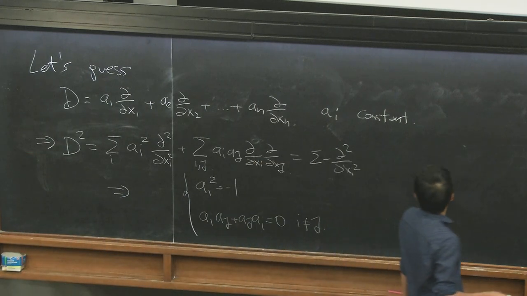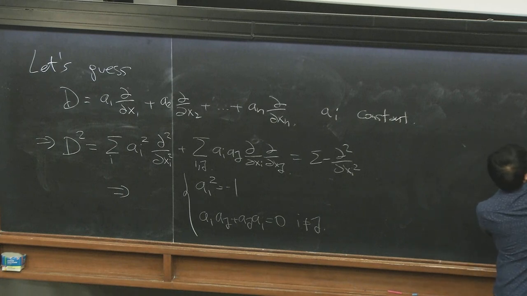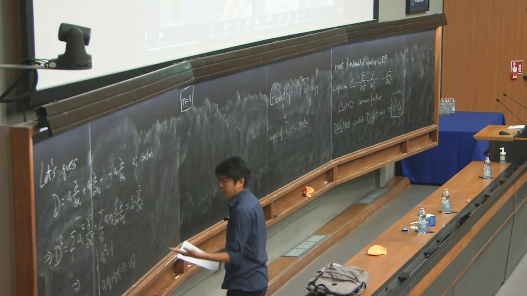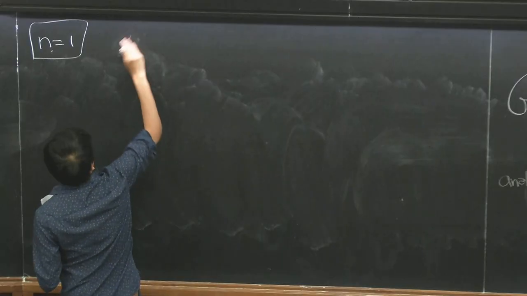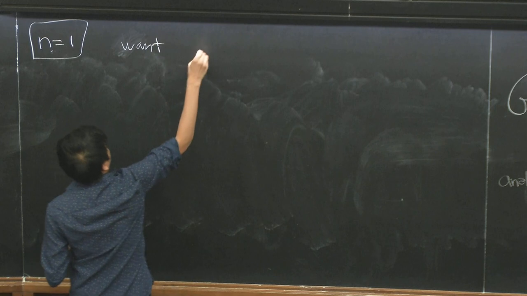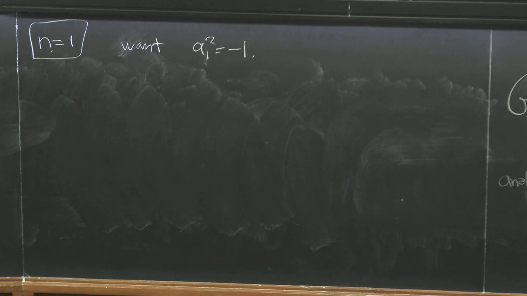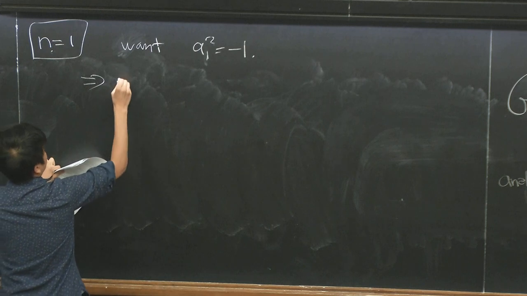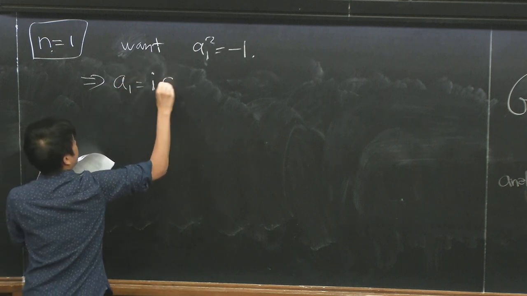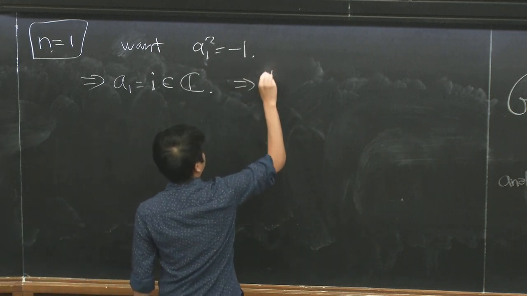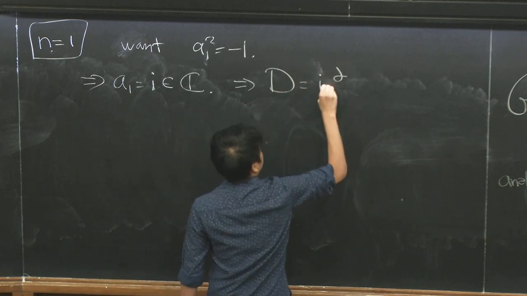Okay, so in case n equals one, it's very easy. You just want something with a_1 squared equals minus one. You cannot do this in real numbers, which we learn in high school, but you can do it in complex numbers. So it's very nice because then you can set a_1 equals i as a complex number, and then you get the operator you want. This is called the Dirac operator D. This is i d/dx.